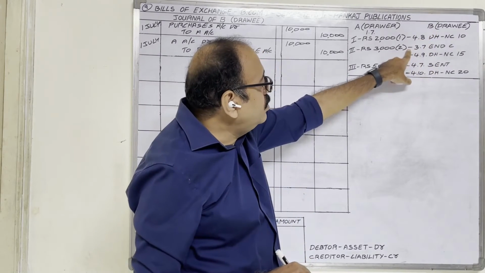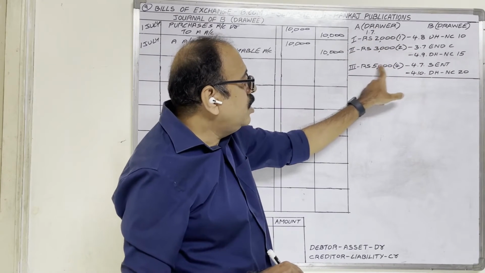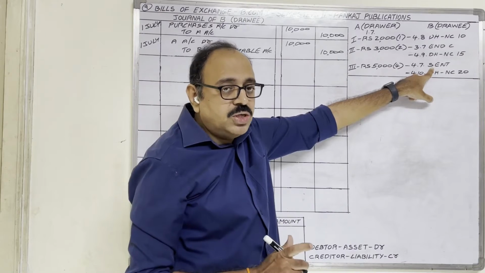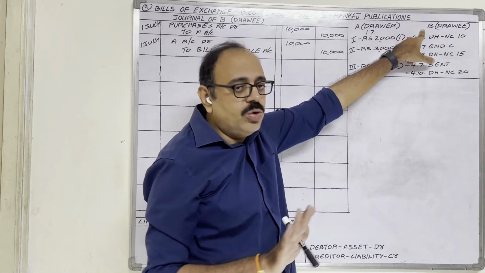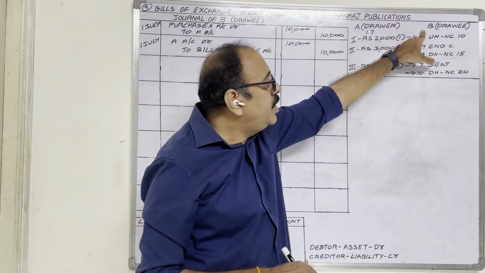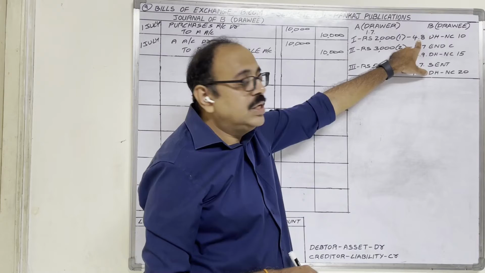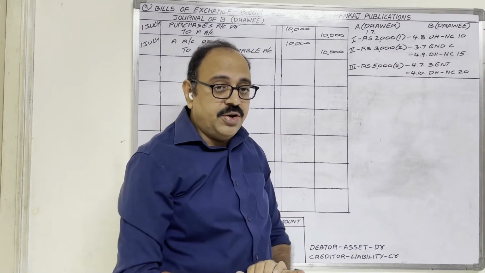Next what happened? On 4th July, A is sending third bill to his bank for collection purpose. So this is also between A and bank. In B's books there is no journal entry. Next what happened? First bill due date on 4th August. B dishonored this bill. For that we have to write the journal entry.